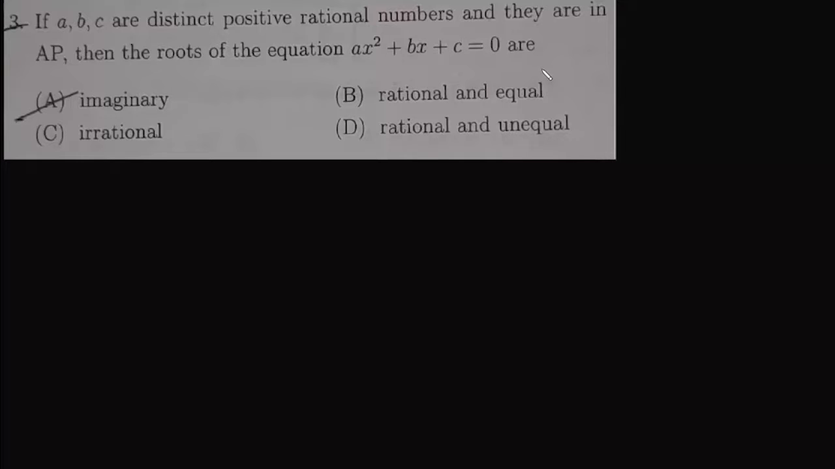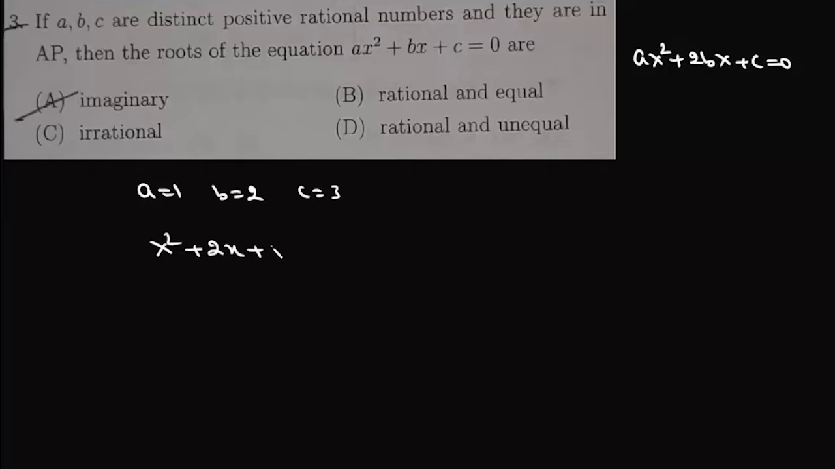Now I believe there is a mistake in this question, and this question actually should have been ax square plus 2bx plus c equals to 0, because in this form, if I take a very simple AP example as a as 1, b as 2 and c as 3, then we can take this as x square plus 2x plus 3 equals to 0. In this case, this D is 4 minus 12, which is less than 0. So then roots, they'll be imaginary.